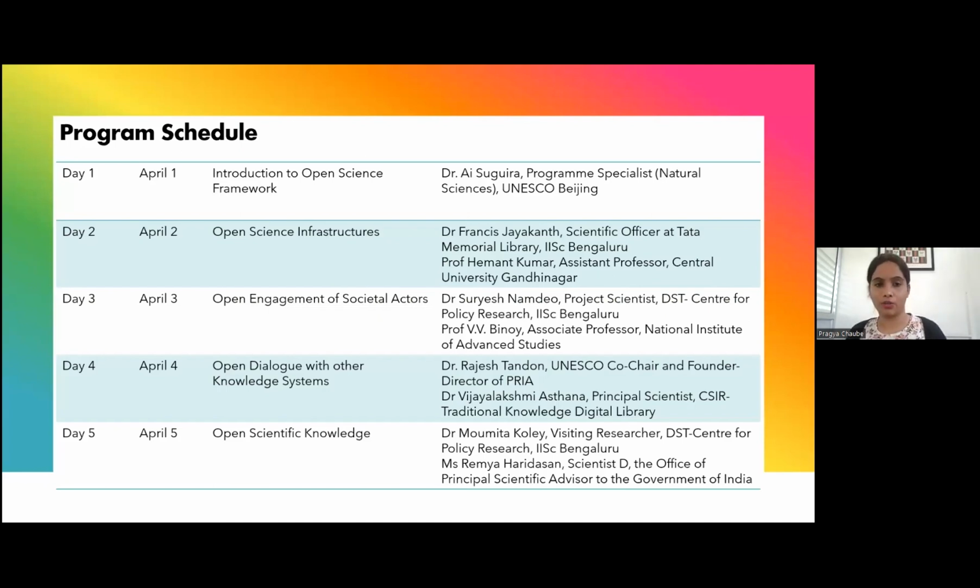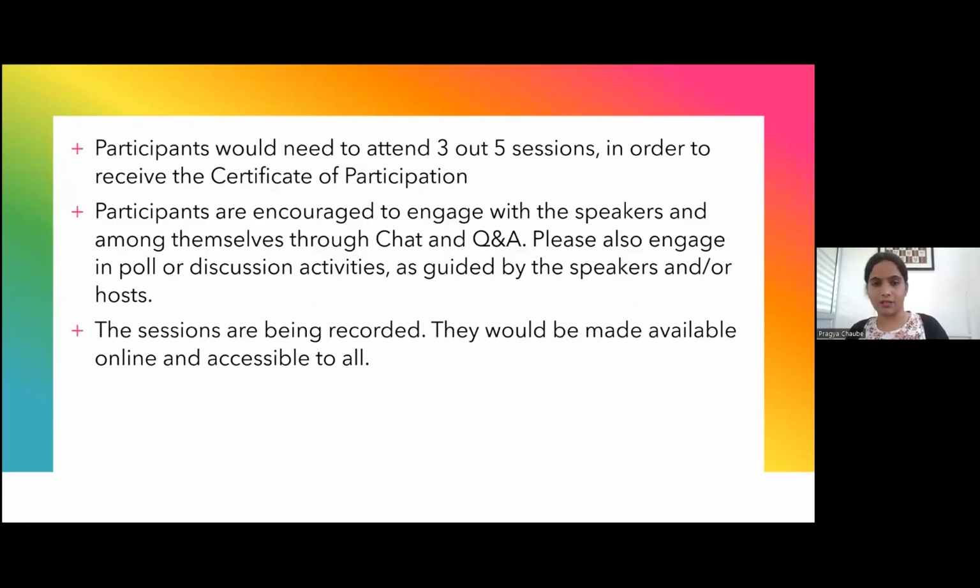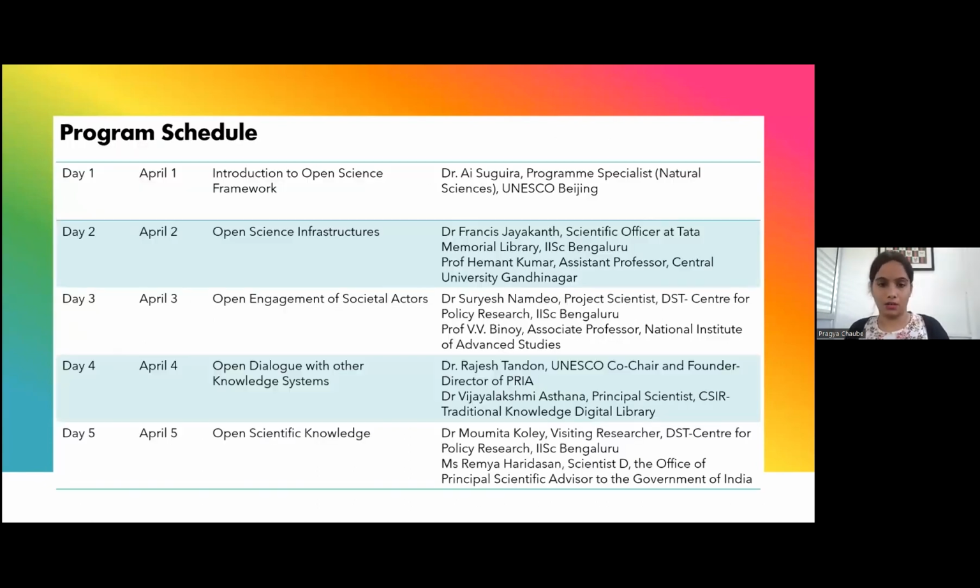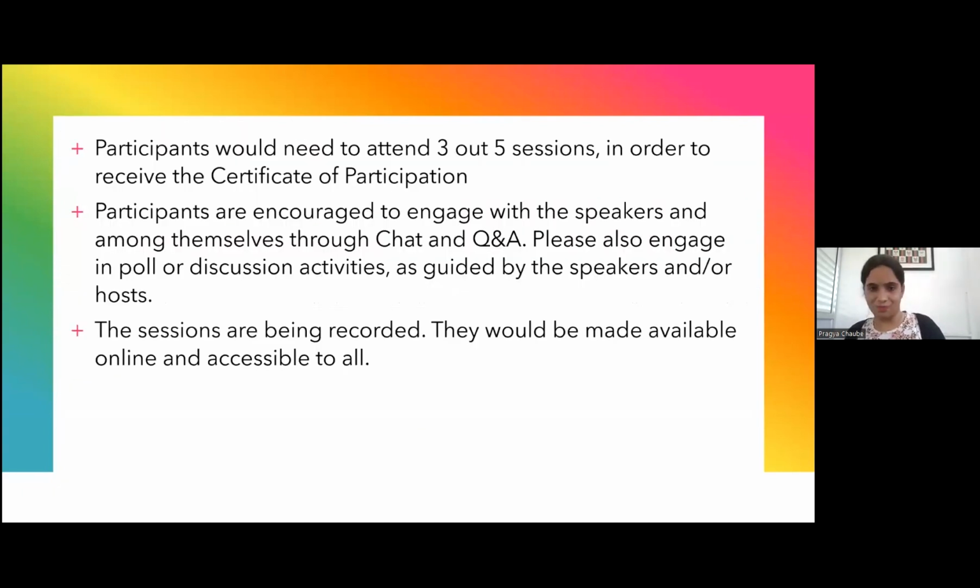So I would like you all to memorize this particular schedule and decide on what days you would be joining us. Preferably, I would like you to join on all 5 days. But in order to be eligible to receive the certificate of participation, we need you to be present on 3 out of 5 sessions. And also, why have we chosen these particular topics to discuss, particularly open science infrastructure, engagement of societal actors, scientific knowledge? We will be discussing this today during the course of the session.